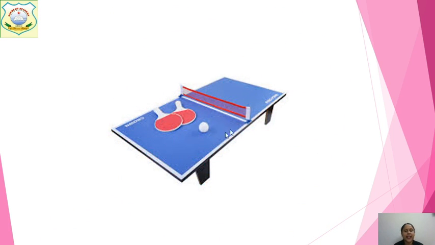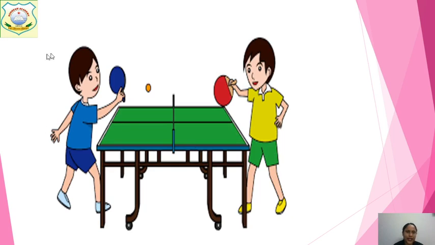So these are the things which are used in table tennis. In playing table tennis, it is played on a table. That is why it is known as table tennis. You can see these children playing table tennis. Yes, this is a table and these children are playing table tennis.